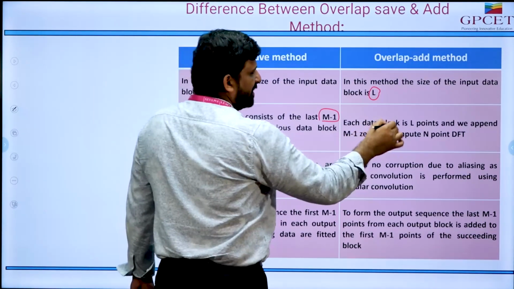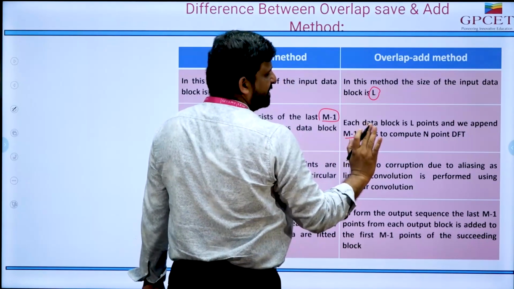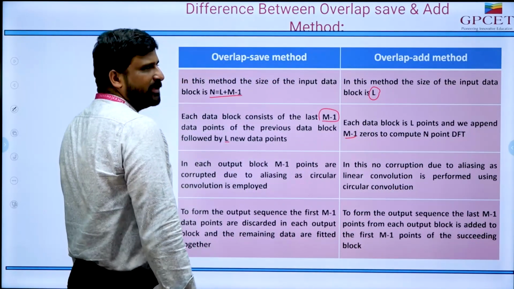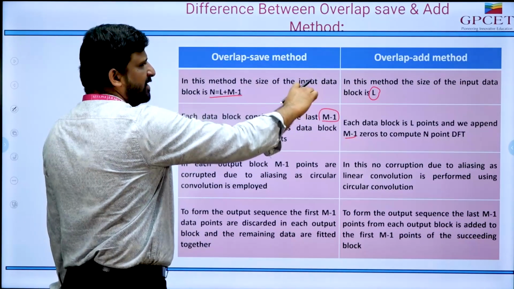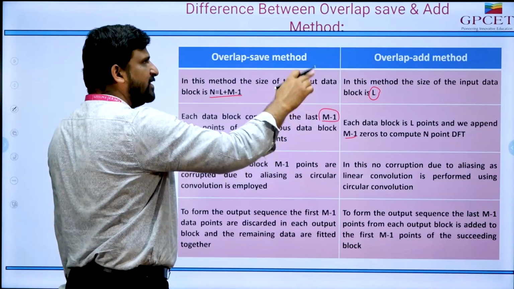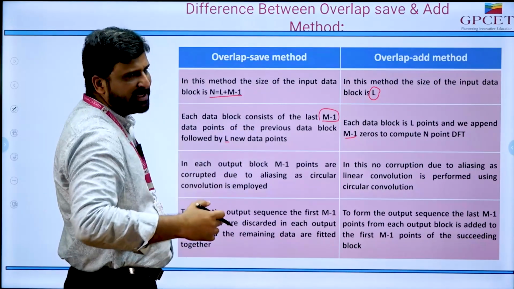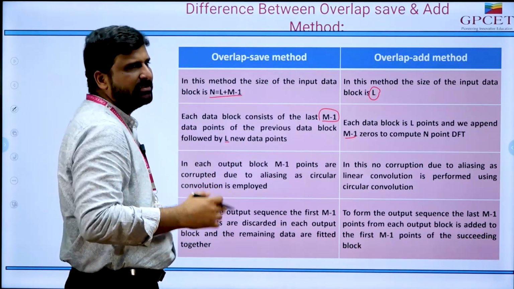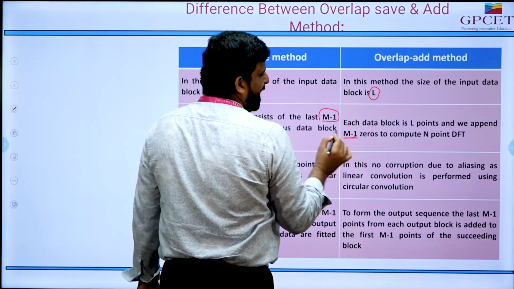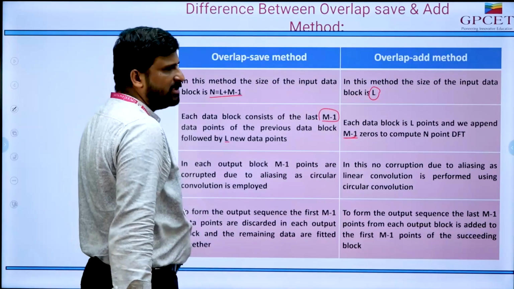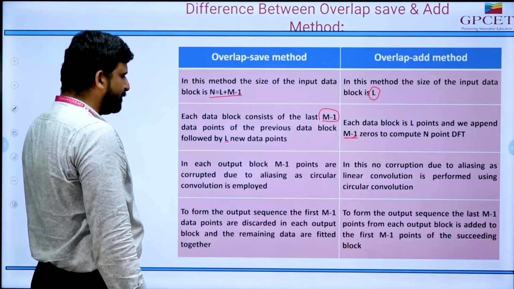Here, for the last block, M minus 1 zeros are added. We append M minus 1 zeros to compute the N-point DFT. I think you got this: M minus 1 is added in the first sequence. For the second sequence, M minus 1 samples of the first sequence are added to the second sequence in the front side. Similarly, M minus 1 samples of the second sequence are added to the third sequence. Like this, it will happen here. But in the overlap add method, we only add M minus 1 zeros to the end of each sequence. In each output block, M minus 1 points are corrupted due to aliasing.